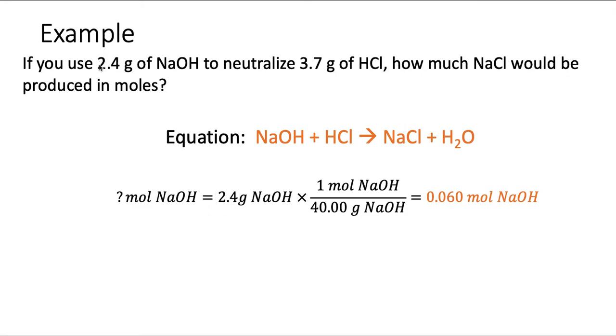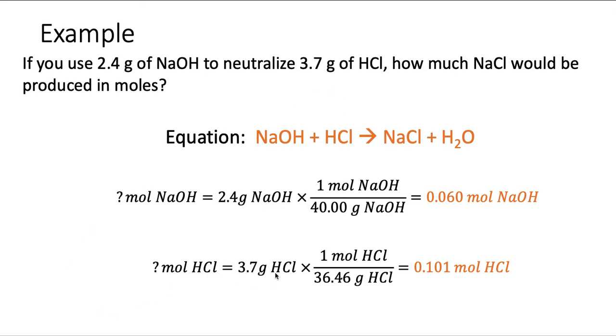Once again, start with the amount of grams that you are given in the problem, not with the molar mass. So 2.4 grams of NaOH multiplied by 1 mole of NaOH weighing 40 grams. My grams will cancel and I'm left with moles. 2.4 divided by 40 gives me 0.06 moles of NaOH. This is how much NaOH I have in moles, not in grams. I do the same thing for HCl.